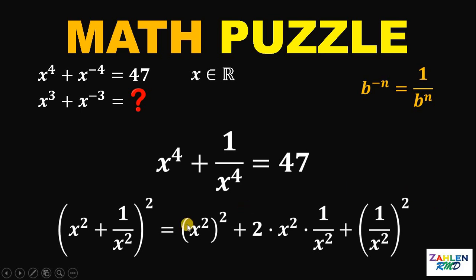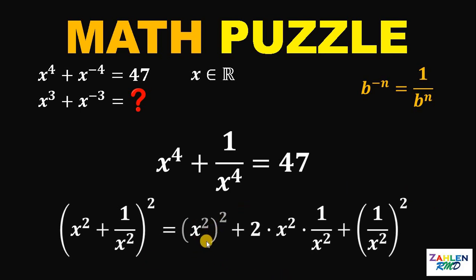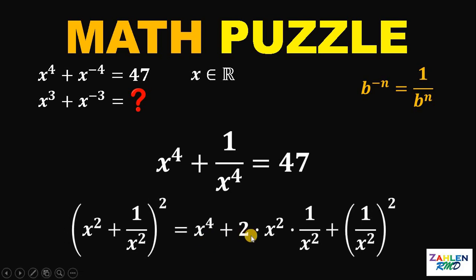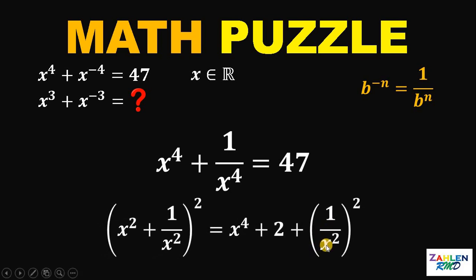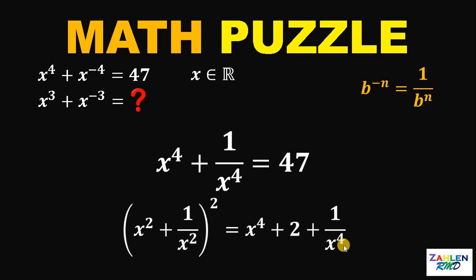Now let's simplify the right hand side. x squared raised to 2 is just x raised to the fourth power. 2 times x squared times 1 over x squared is just 2. Now, 1 over x squared raised to 2 is just 1 over x raised to the fourth power. Now, let's rearrange some terms on the right hand side. This will give us x raised to the fourth power plus 1 over x raised to the fourth power plus 2.